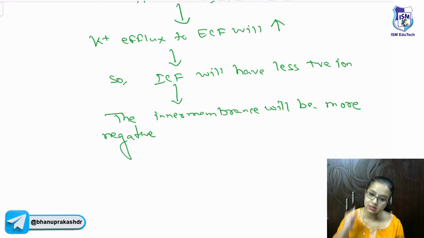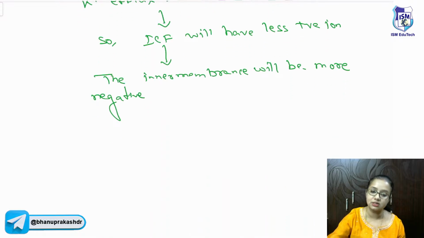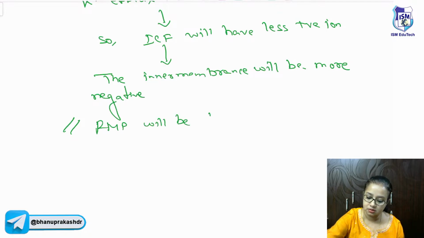the potassium is now going from inside the cell to outside the cell, because the potassium is now very low in the ECF, but it is the same in the ICF. So now potassium will have more efflux through the leaky channel, from inside to outside. As a result, the inside will be more negative, and the resting membrane potential will be more negative.